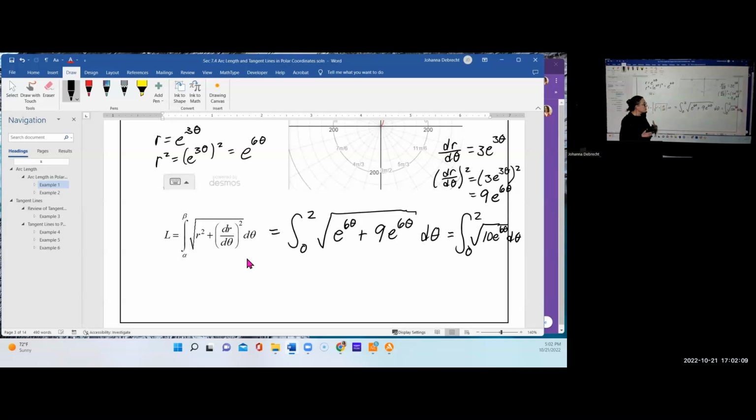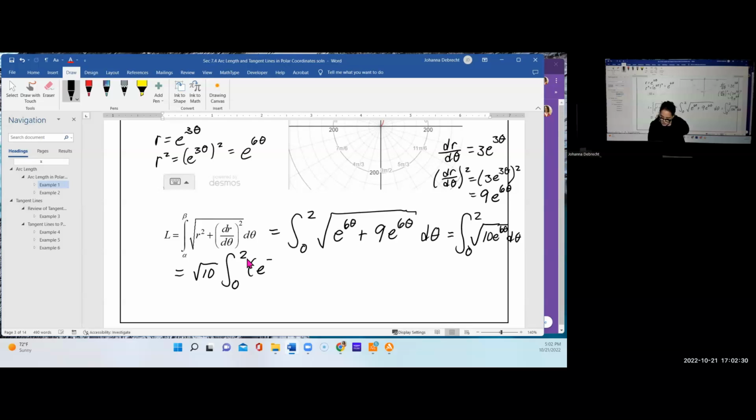Now I can split off the square root of 10 as a constant, and I can pull it outside. And then I need to take the square root of e to the 6 theta. So remember again that the square root is the 1/2 power. So I've pulled out the square root of 10. I still have the integral from 0 to 2.